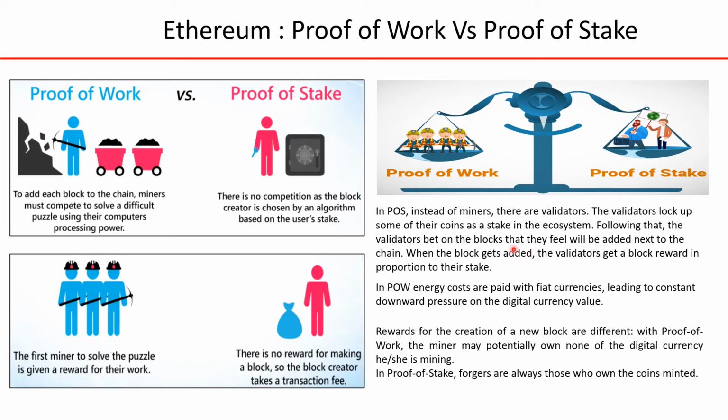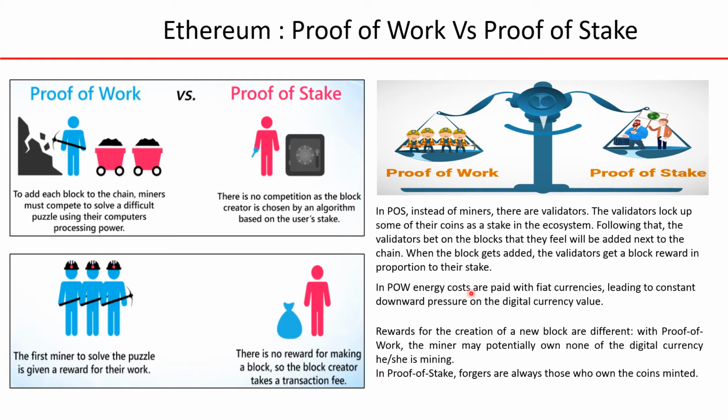When that block gets added, the validator gets a block reward in proportion to their stake. So if somebody is staking 100 coins, they will get a proportion of that. If somebody is staking 1000 coins, they will get a proportion of that only.